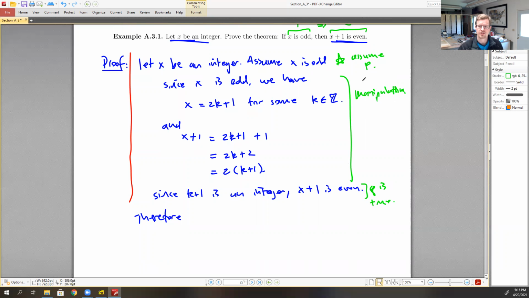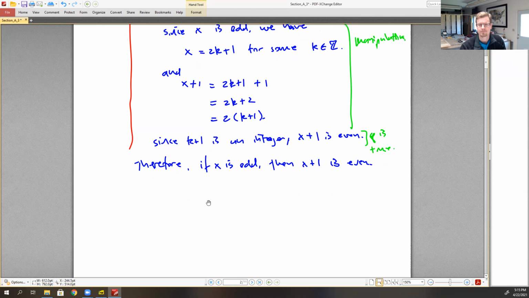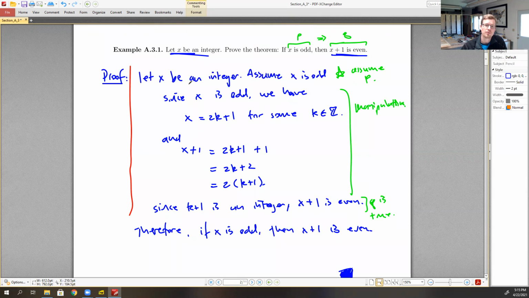Once we have that, we just need to go ahead and conclude that the implication is true. That is, we simply say, therefore, if x is odd, then x plus 1 is even. We simply state the entire implication. Therefore, this is true. And we indicate the end of our proof with a square. That's it. So we have showed that when we have an odd number and we add 1 to it, the result is even. That's all that we've shown.